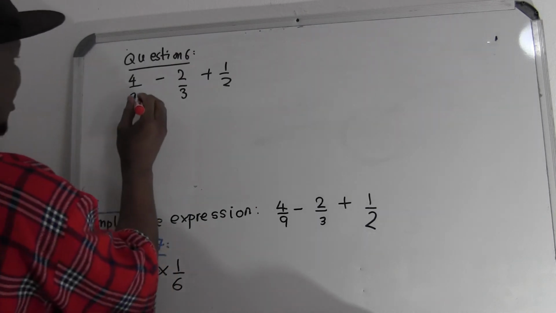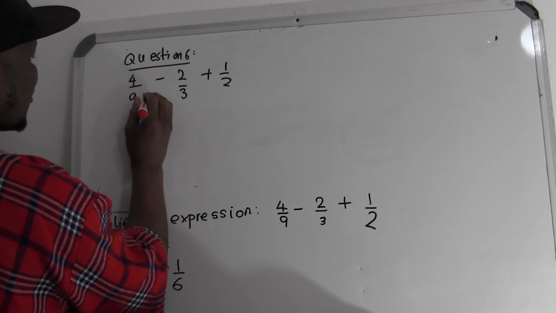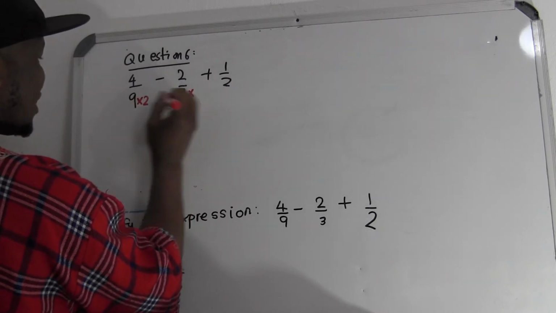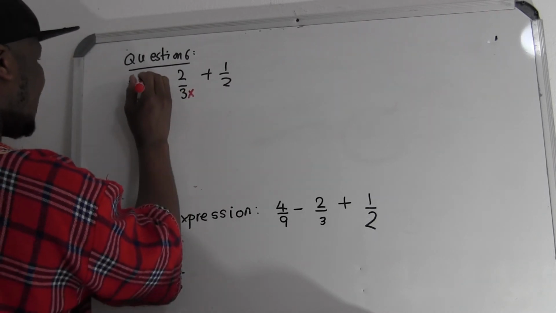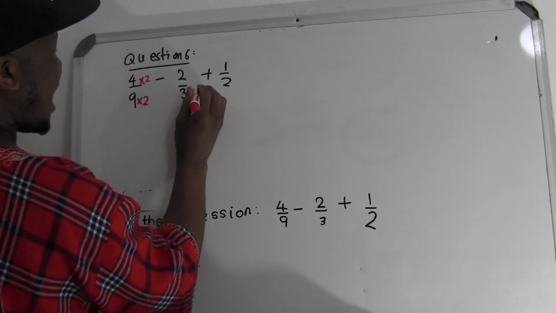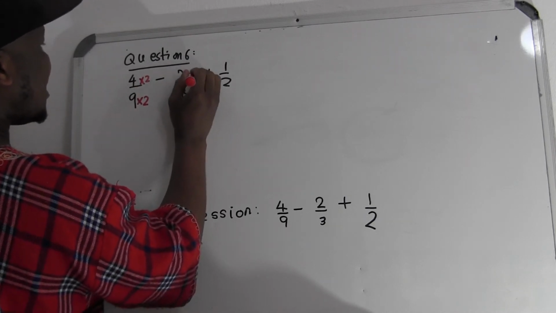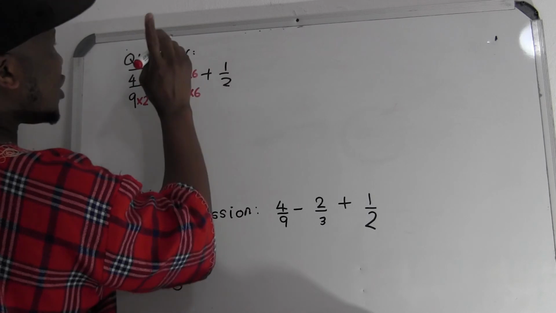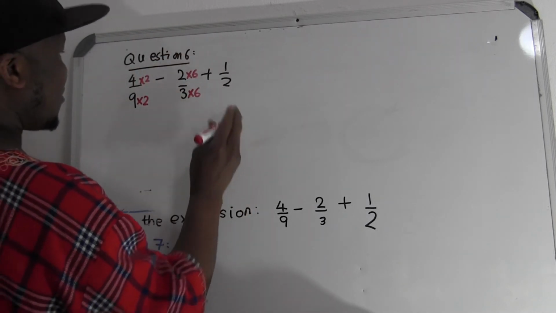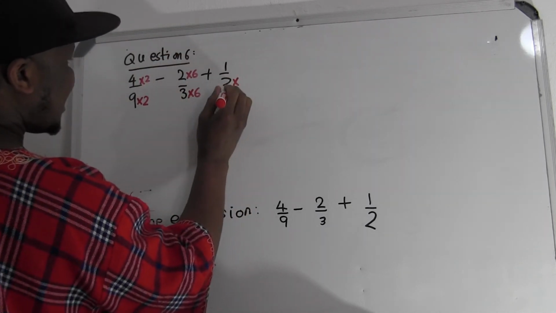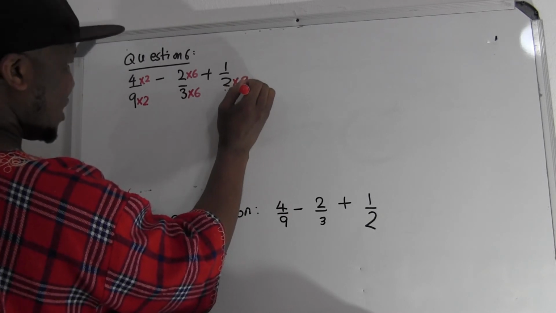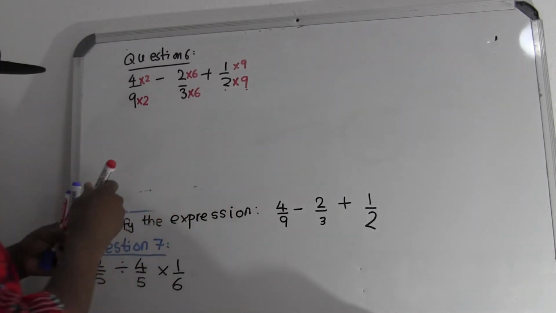So for 18, I'll multiply this by 2 to get 18. But when you multiply at the bottom, it must be done on top too. Here, I'll multiply by 6 to get 18. Whatever you do at the bottom, the top follows. Here, I'm going to get 18, multiplied by 9, and the top always follows whatever happens at the bottom.